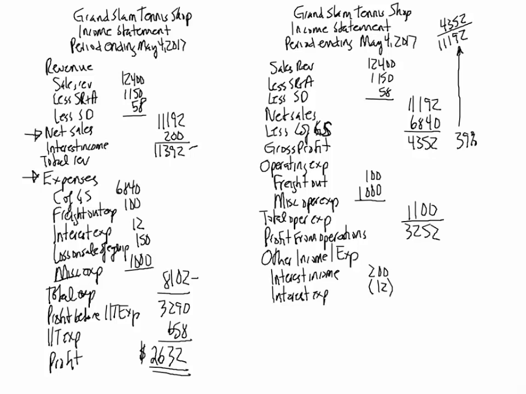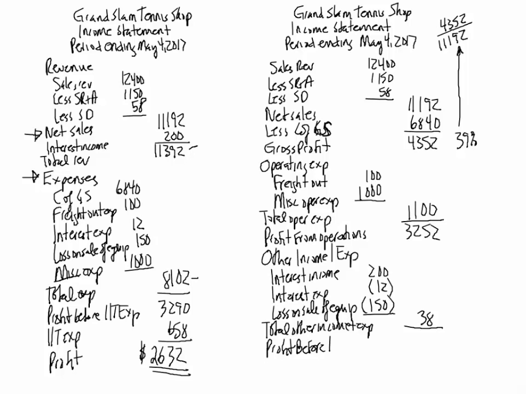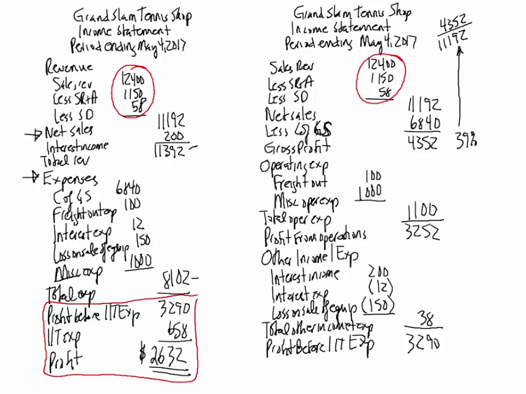So then I do the loss on sale of equipment. And that again would be in brackets, 150. So this is my total other income and expenses. And again, I'll put it way over here. This is now $38. And so here it is. I'll have profit before income tax. Well, guess what? Profit before income tax expense should be identical. It should be 3290. So notice this. I just want to highlight it for a moment. This part and this part is identical, right? This part from here all the way down is going to be exactly the same down here. I'm just going to finish it in 2 seconds.